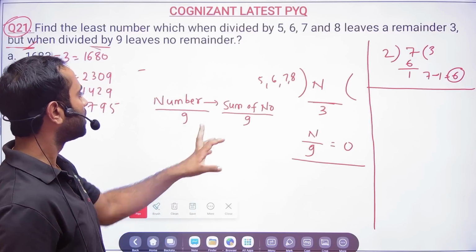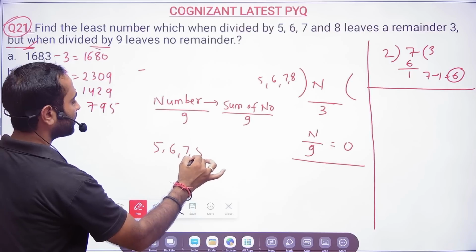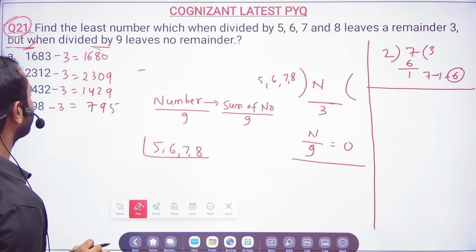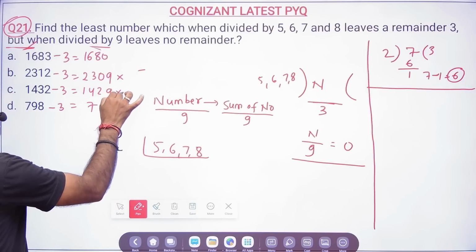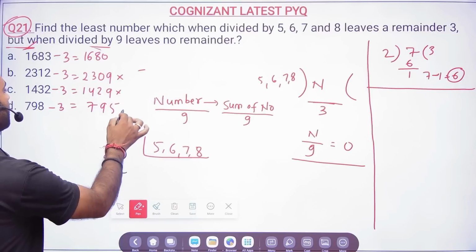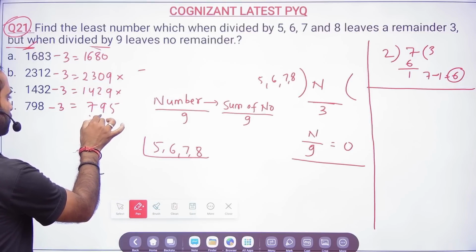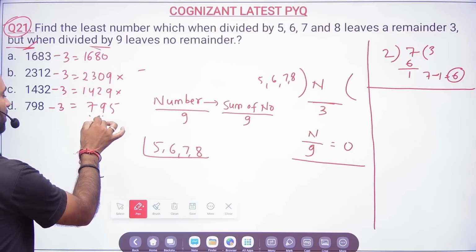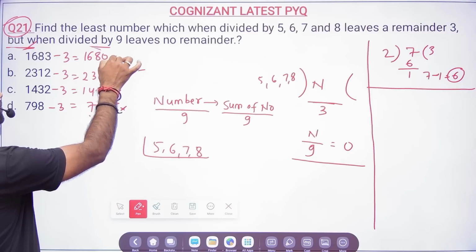Now the next process says to take the LCM of this and check which number is divisible. But friends, you can also see 5 cannot divide this, and 6 cannot divide this, because 6 12s are 72, 6 13s are 78. So 6 cannot divide this, so definitely this will be the answer.